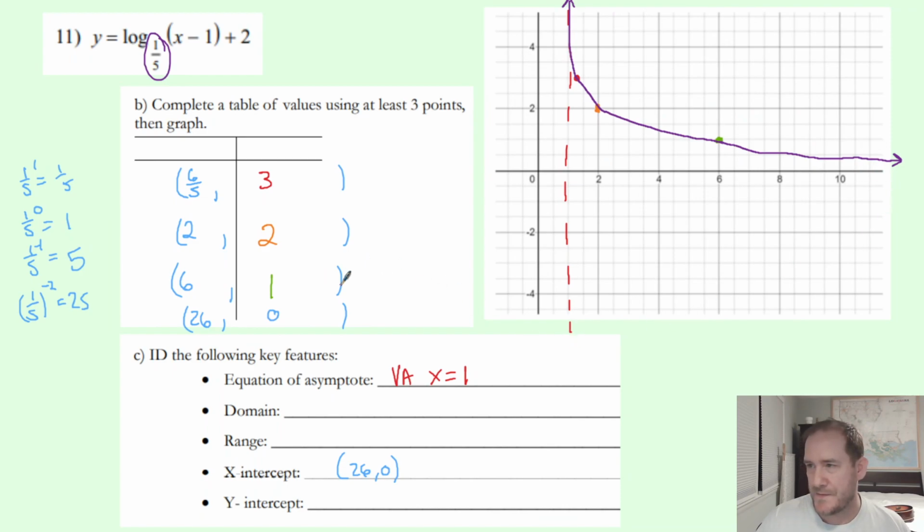Little tip for you. Are we done here? What's our domain? It's going to be everything to the right of our asymptote, which is 1. Our range is all reals as always. Our y-intercept again is that we don't have one. That's it. There's another log function graphed.